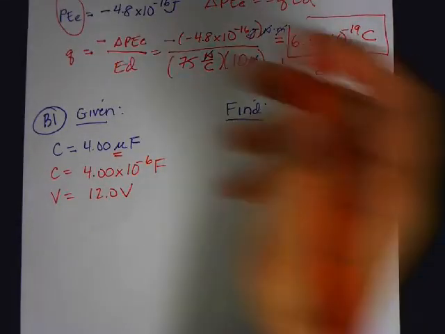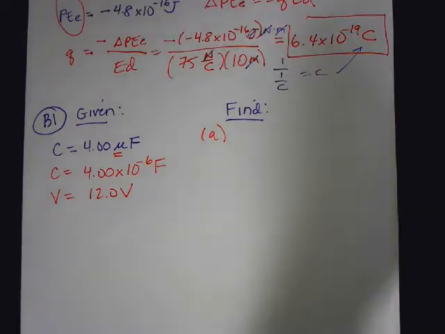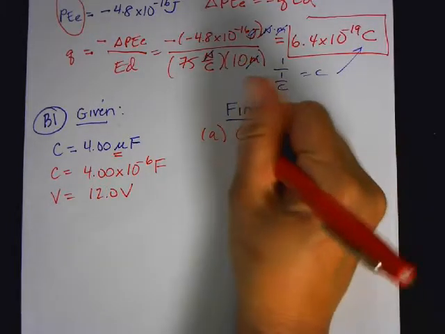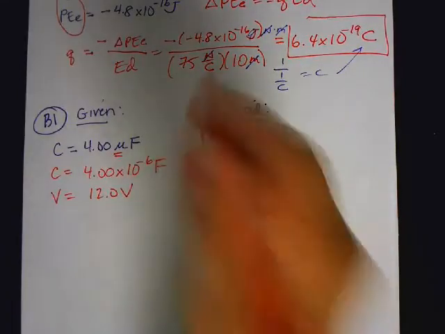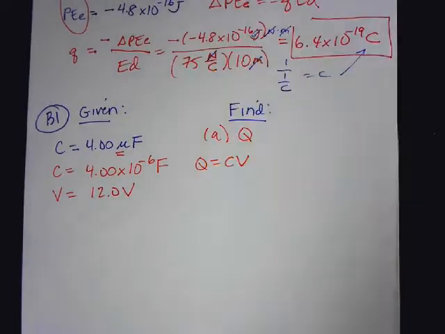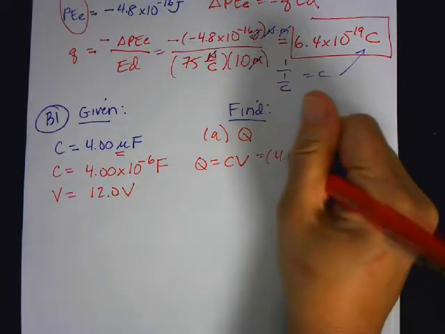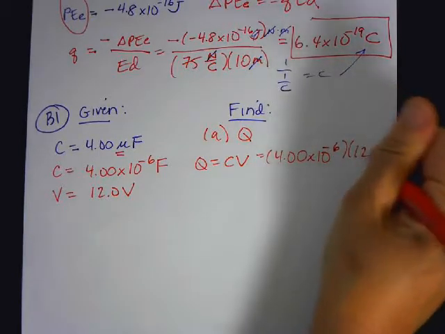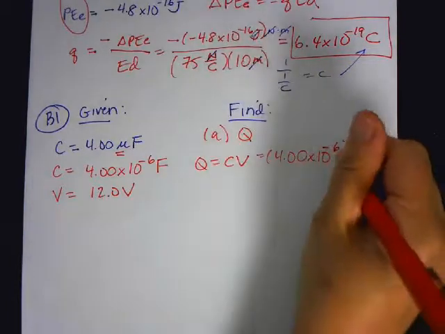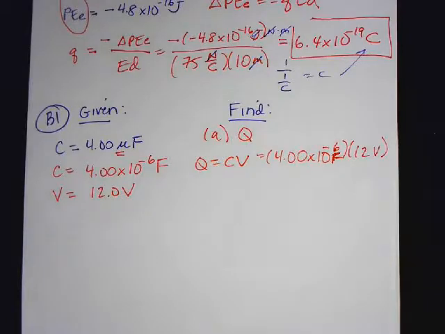So now to find for part A, it says, what is the charge on each plate? So because the plate is an area, it's going to be big Q. So now I'm going to say to myself, well, which equation has Q, C, and V? Well, that's an easy one. Q is equal to CV. So it's 4 times 10 to the negative 6 times 12. This is a farad. And then I'm going to get Q.